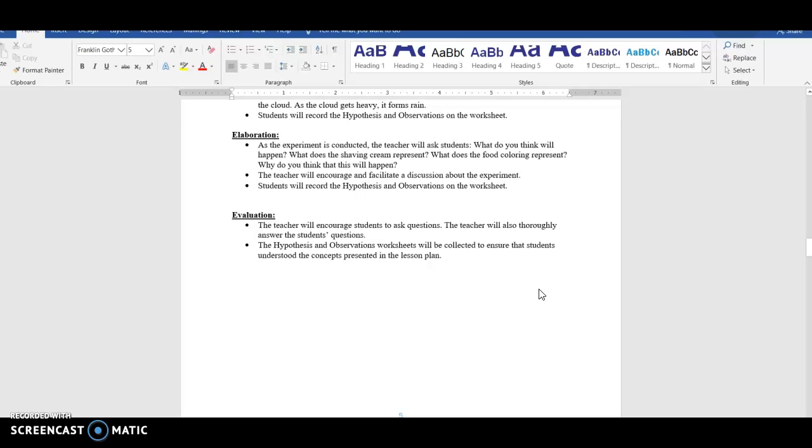Evaluation. The teacher will encourage students to ask questions. The teacher will also thoroughly answer the students' questions that they have. The hypothesis and observations worksheet will be collected to ensure that they understood the concepts that were presented in the lesson plan, as well as the experiment.